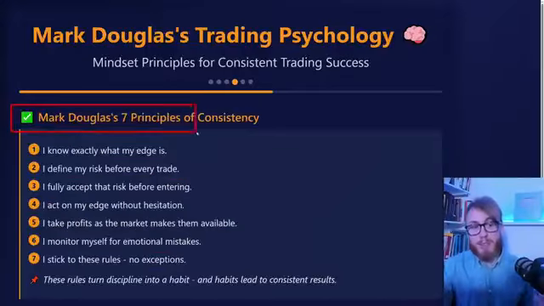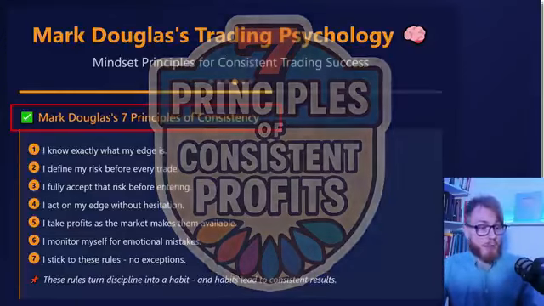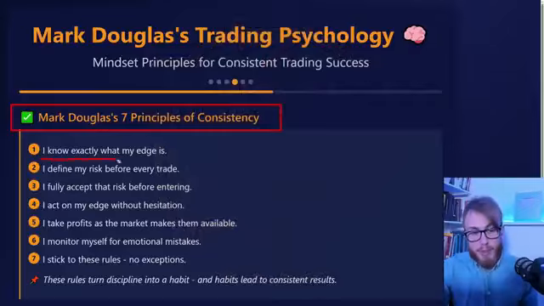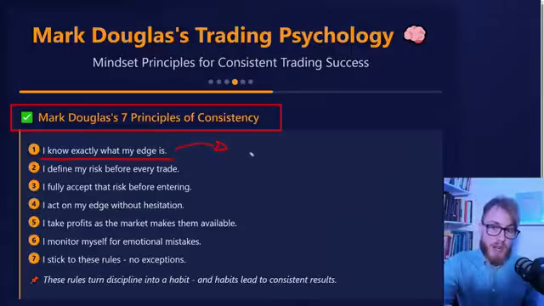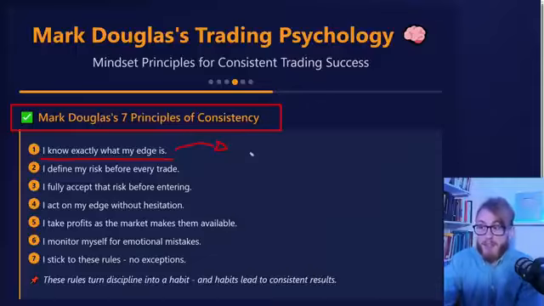But right, so now let's take a look at Mark Douglas' 7 principles of consistency. 7 principles to make you consistently profitable. The first principle, and arguably the most important one, is that you need to know what your edge is. So before you trade, you need to know your strategy, and you need to know, what is your edge? What makes me think that I can make money in the market? Is it some kind of technical analysis setup, or maybe it's some kind of fundamental analysis? It doesn't really matter, but you need to have an edge.